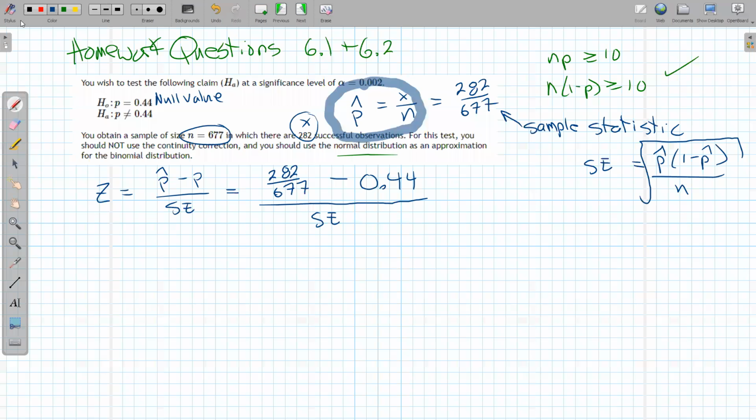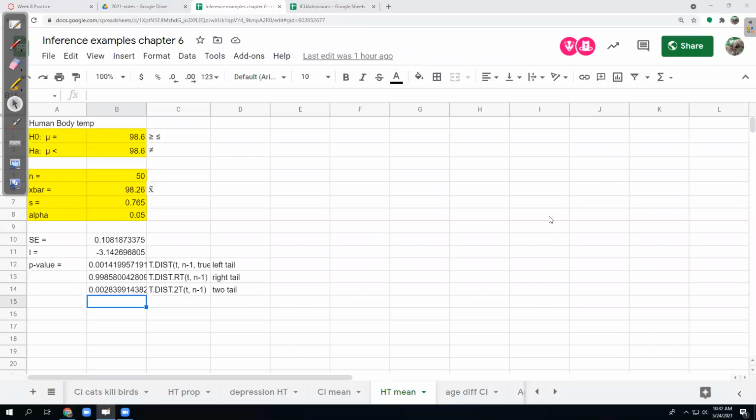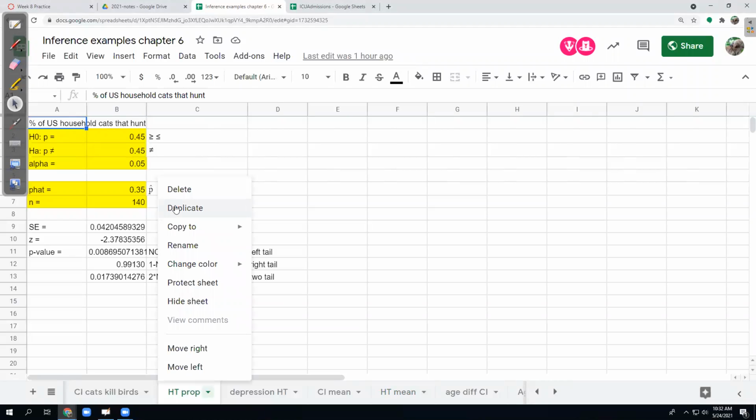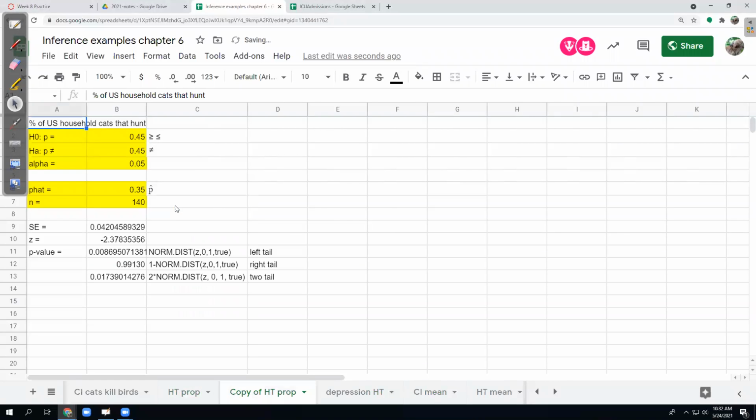We have a proportion, and we're doing a hypothesis test. So we want to find one of the sheets that says hypothesis test for proportion, and then we're going to make a copy of it. So hypothesis test proportion, here's one. Okay, that was the household cat one. So I'm just going to make a copy of this one, duplicate, and just enter my information in here.